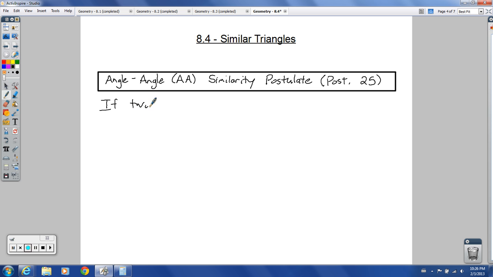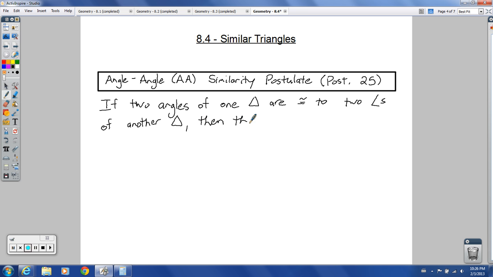If two angles of one triangle are congruent to two angles of another triangle, then the triangles are similar.